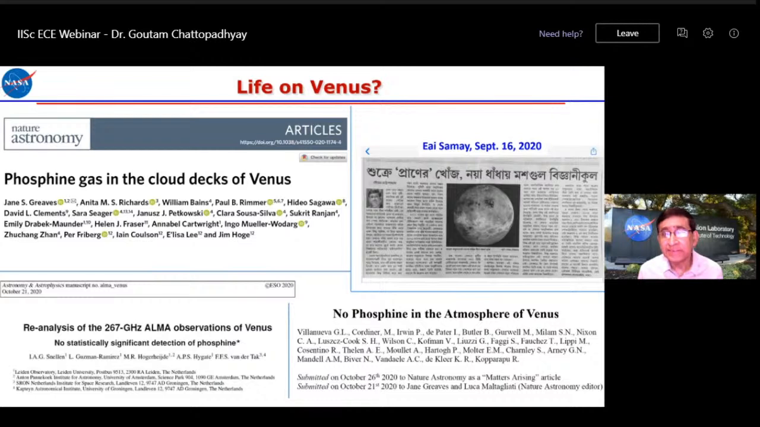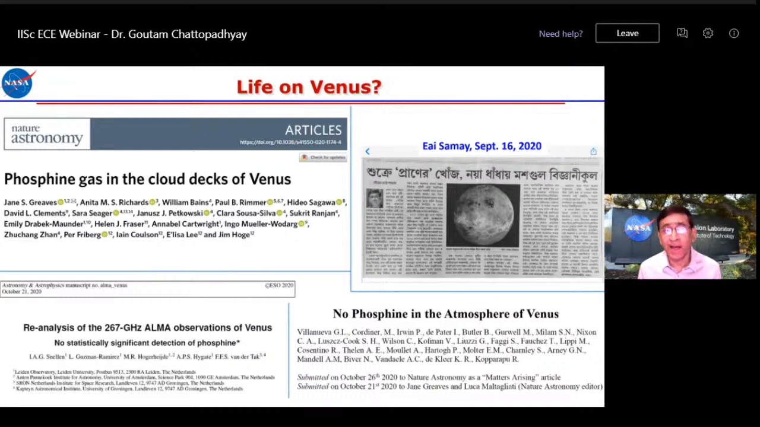But Venus is not enriched in hydrogen. Then how is this phosphine of 10 parts per billion coming from? So they are thinking that it could be because of a biotic source, because otherwise the chemistry that we know cannot explain it. This detection was done from Earth-based antennas. They were done at 267 gigahertz. That is our line of work.